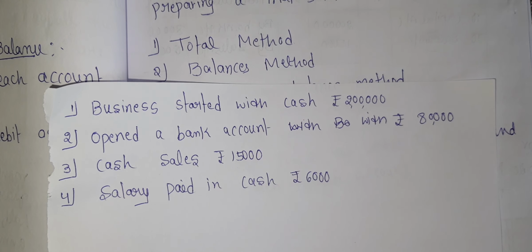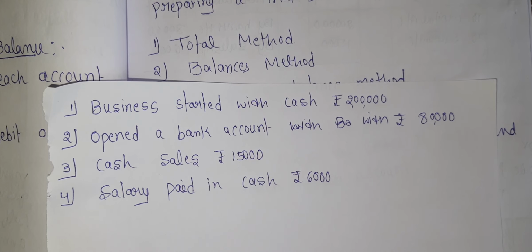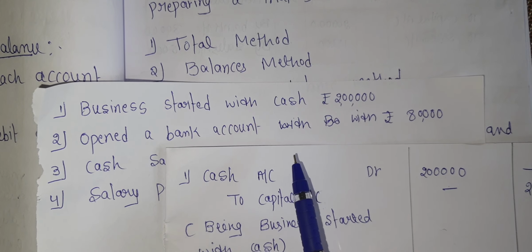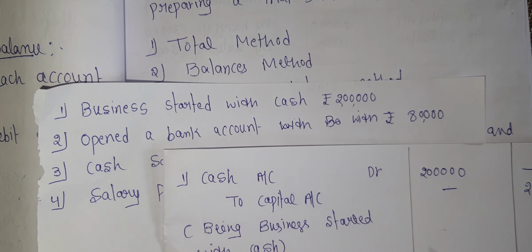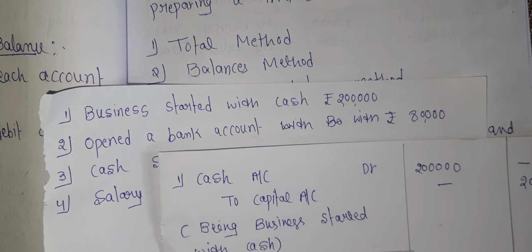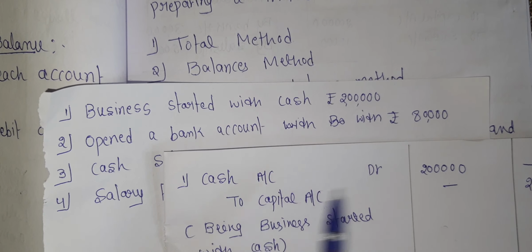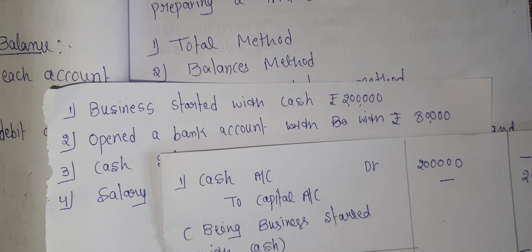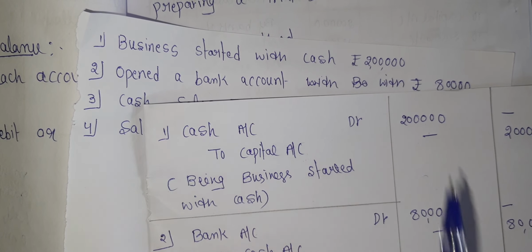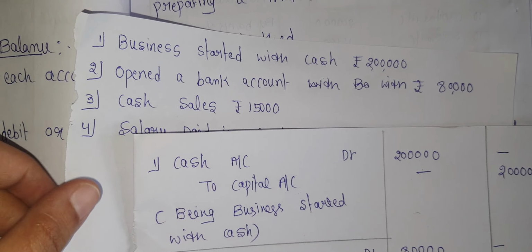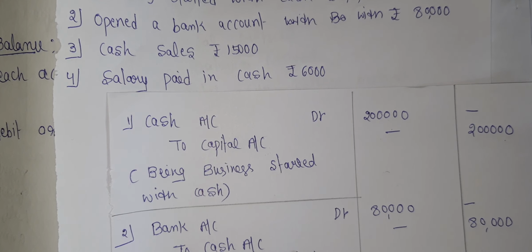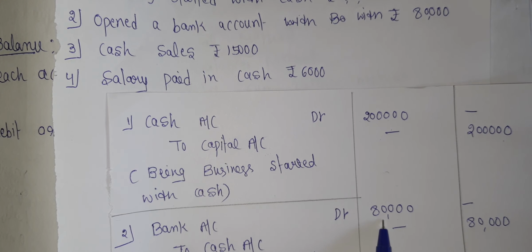Now what do we have to do? The next step is to prepare the journal entries. The first one is business started with cash, that is rupees 2 lakh. So the journal entry is cash account debit to capital account, and write down the narration: being business started with cash, that is rupees 2 lakh. The second one is opening a bank account, which means bank account debit to cash account, rupees 80,000.